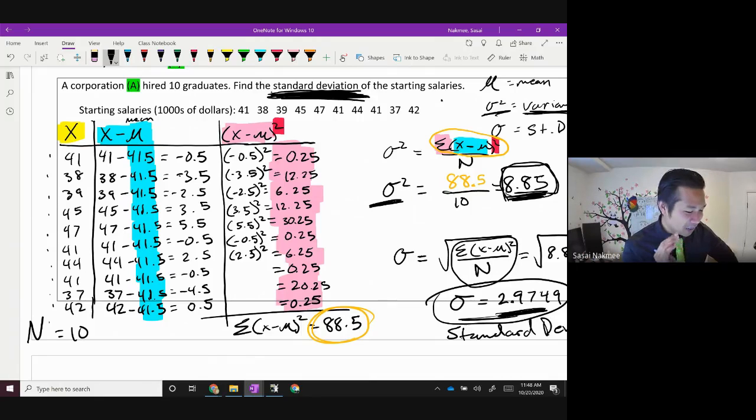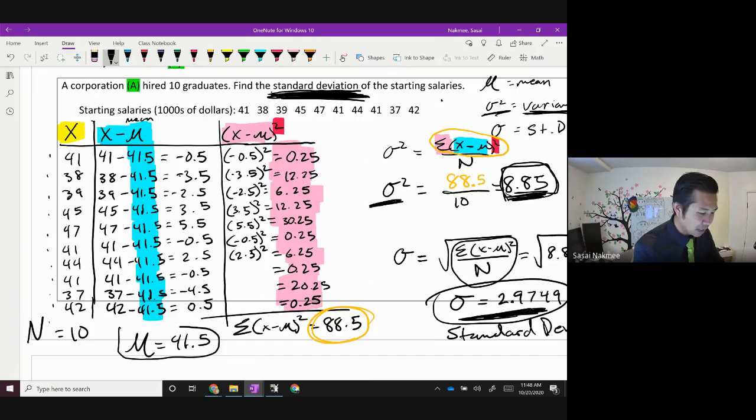So what the standard deviation helps us do is, now that I know my standard deviation for this problem is 2.9, I can say 2.9 is a way to measure if something is far or close compared to the data you're dealing with. So let's see this problem. We worked this out and found that the mean for this problem was 41.5. The average salary at this company is around $41,500, with a standard deviation of 2.9.